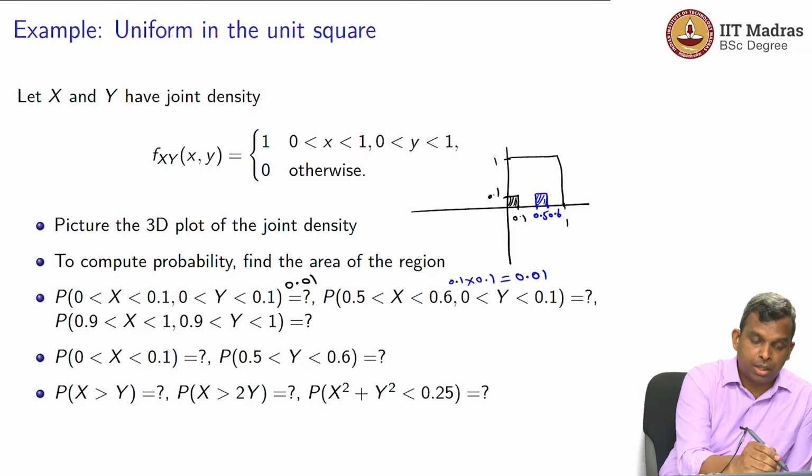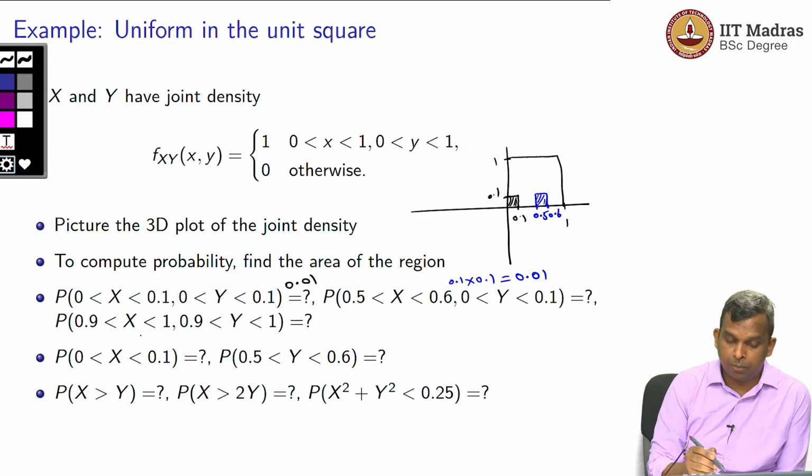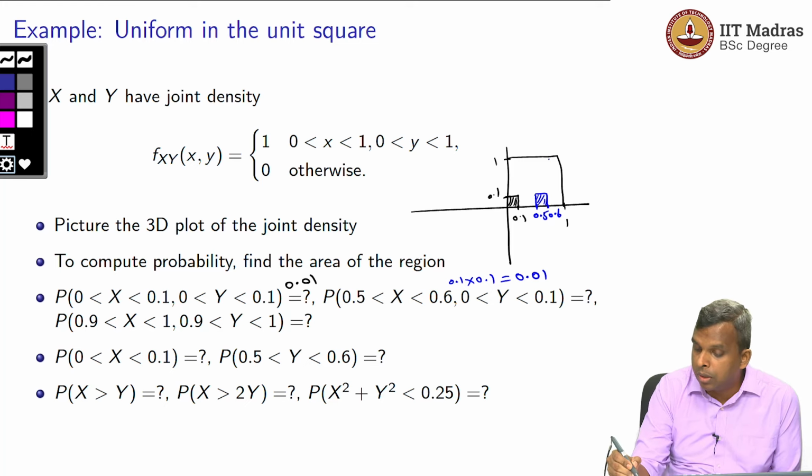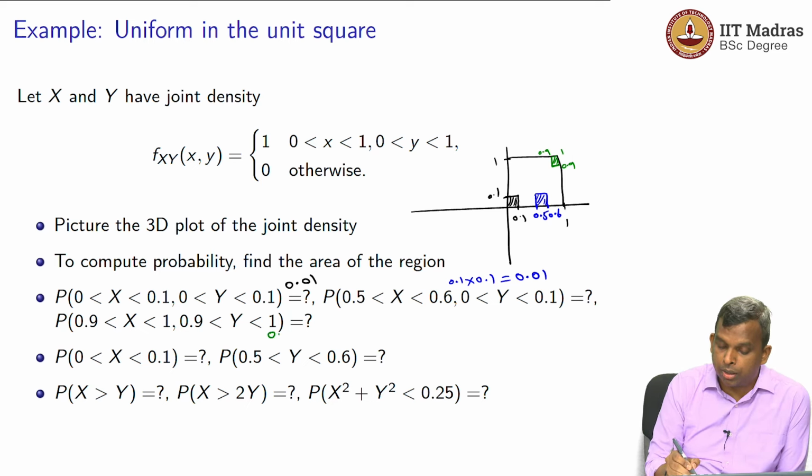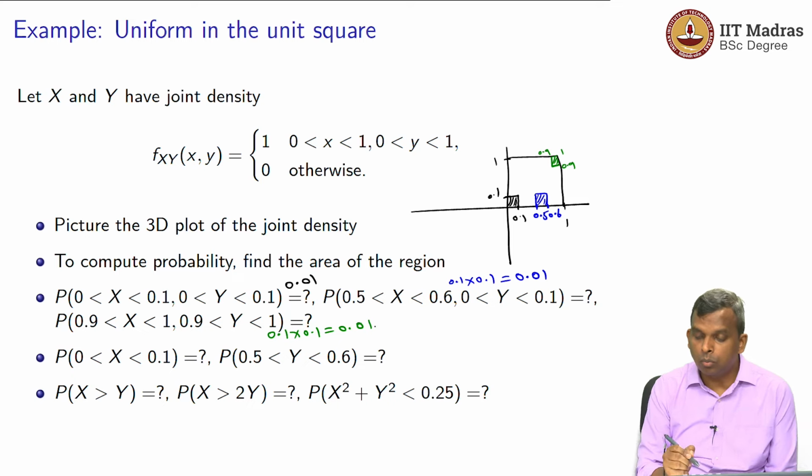And the last one, maybe I should change my color to some green here. So x is between 0.9 and 1 and y between 0.9 and 1. So that will come somewhere here. So here also, if you were to do the calculation, it's going to be 0.1 into 0.1, it's 0.01.